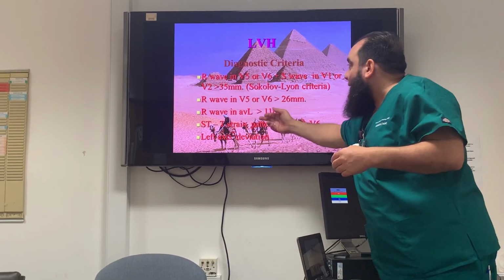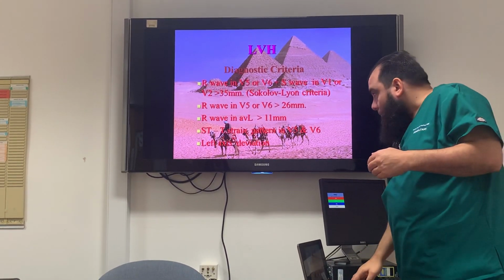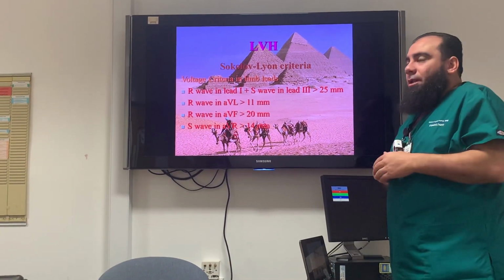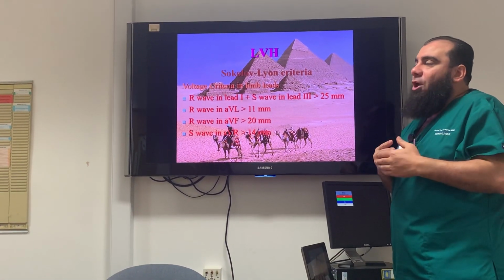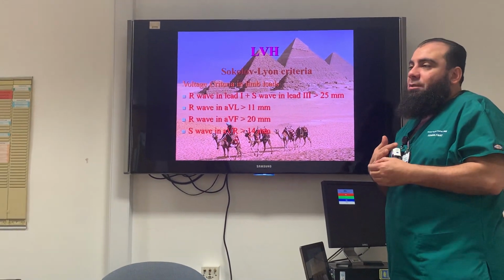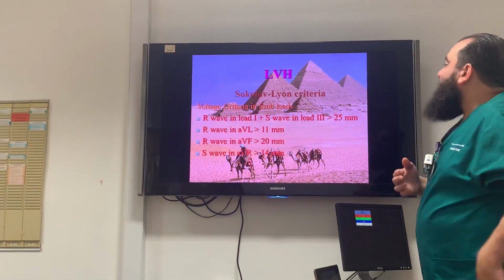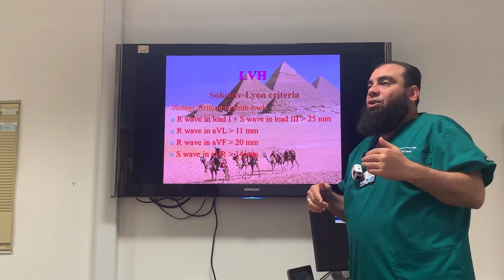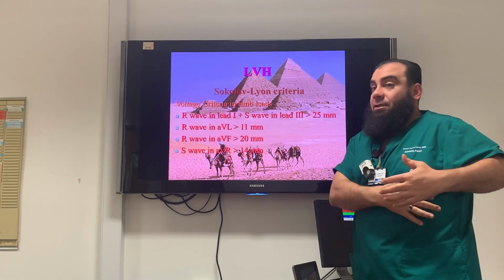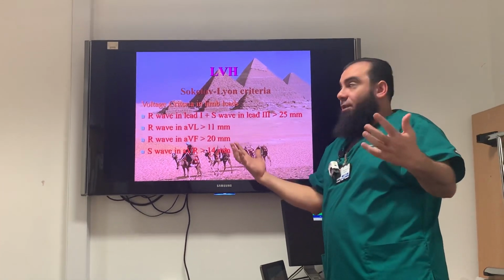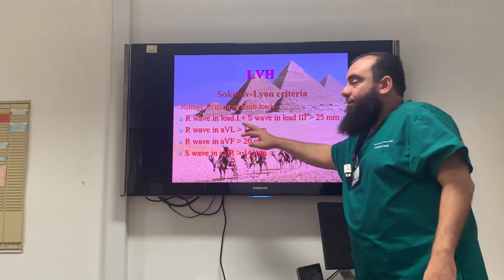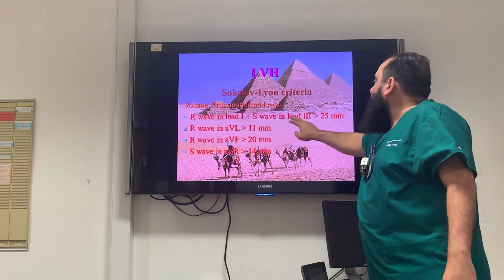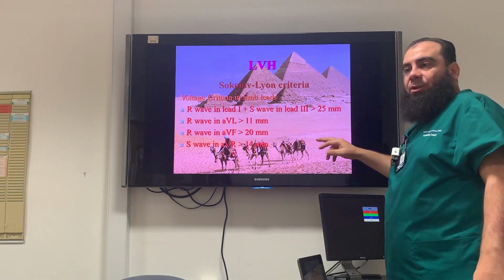Another association can be there, which is not diagnostic. This is another criterion, just know it. If you would like to know it deeply, that's fine, it's high level, but I need to tell it. We have voltage criteria in limb leads and voltage criteria in chest leads. These are different criteria. For limb leads, the R wave in lead 1 plus the S wave in lead 3 more than 25 millimeters.